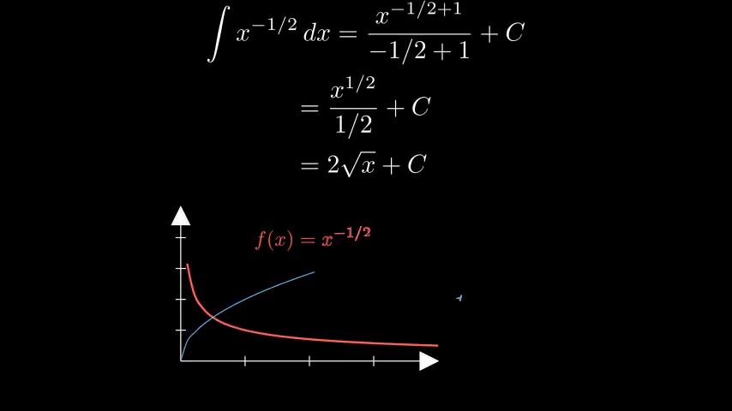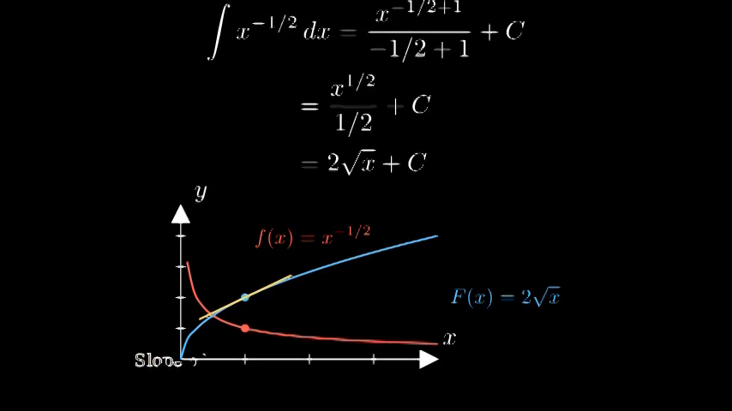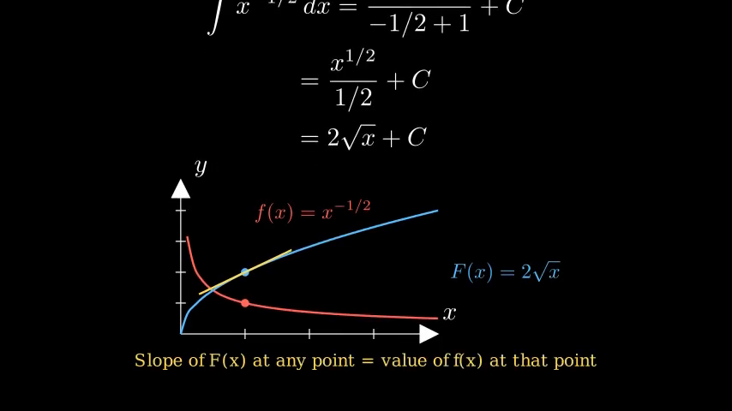Here's a visual representation of the function and its antiderivative. Notice how the slope of the antiderivative at each point matches the value of the original function.